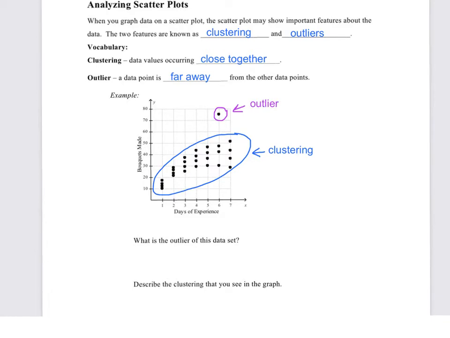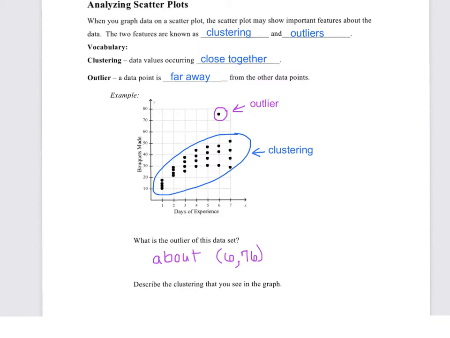All right, let's look at the first question. What is the outlier of this data set? Well, we just discussed it. It's right here. And what coordinate is that? That is 0.6, and it's in between 70 and 80, closer to 80. So I would say that's coordinate about 6, 76. It's definitely 6, and it's about 76.